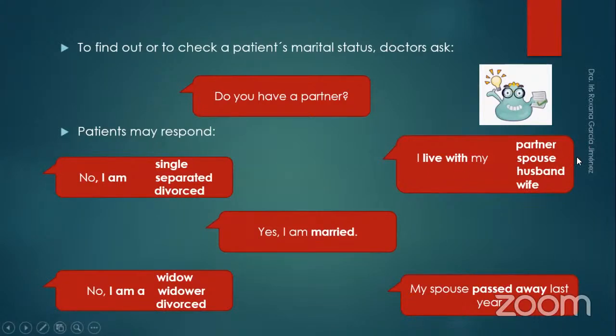I live with my husband. I live with my wife. So you can see the patient has the open key to tell us who is living with him, right? Or we can receive this answer. My spouse passed away last year. Spouse, of course, is a general gender, passed away, the partner died last year. So this patient is a widow or a widower, according to the case, okay?